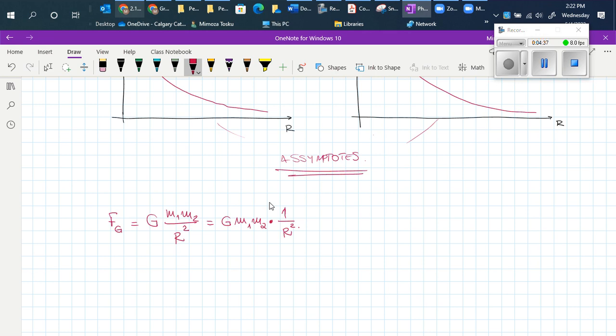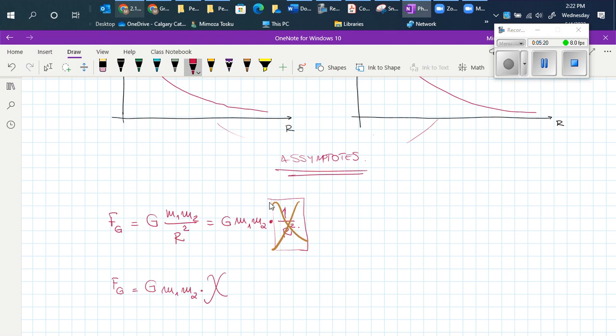But by doing so, what I give myself is that I now see the expression 1 over r squared as a new x. I transform the horizontal axis so that I can see it as a straight line. So now the universal force of gravity can be expressed as capital G mass 1 mass 2 times whatever this new x is in the horizontal axis.